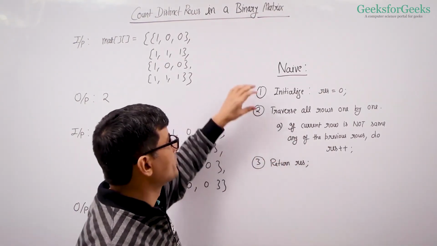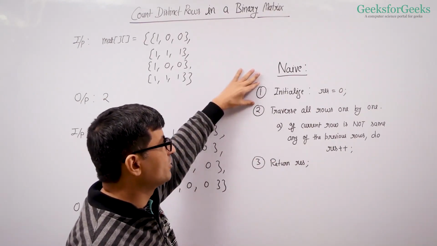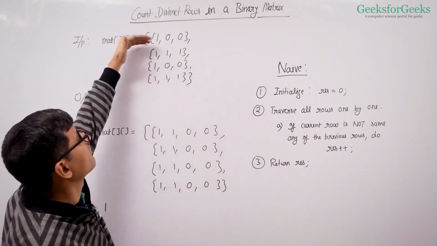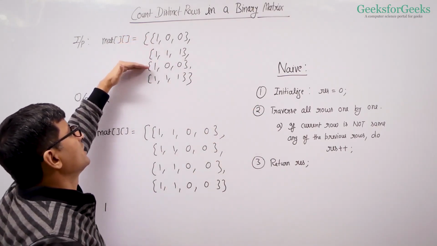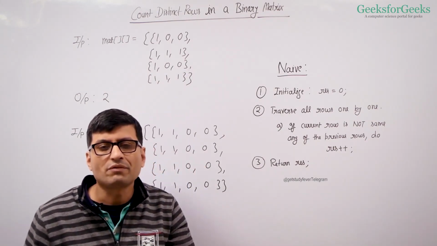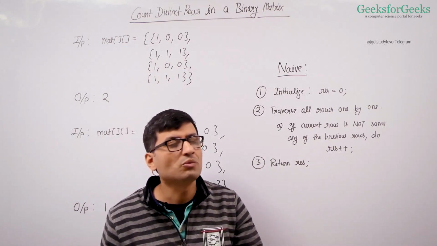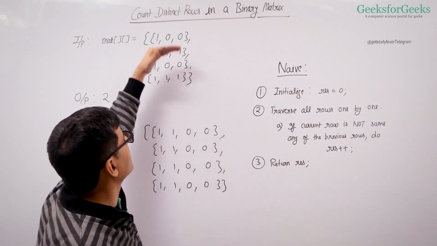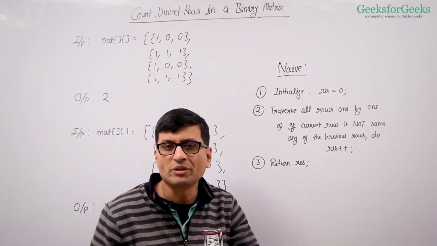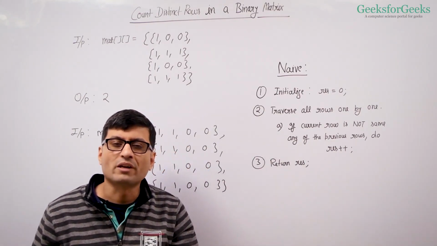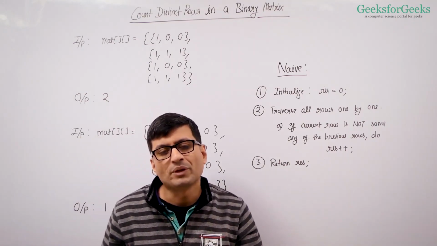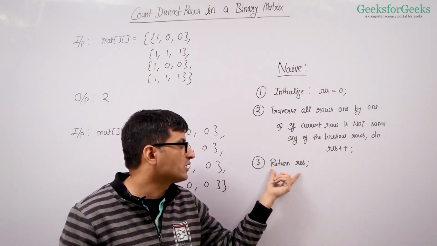In the naive solution, we initialize the result as 0. We traverse through all the rows one by one. We begin from this row, then we go to the next row and then next row and then next row. For every row that we traverse, we check if we have seen this row already. We compare this row with all the previous rows one by one. And if it matches with any of the previous rows, then we do not increment the result. And if it does not match with any of the previous rows that we have seen, then we increment the result. And at the end, we return the result.